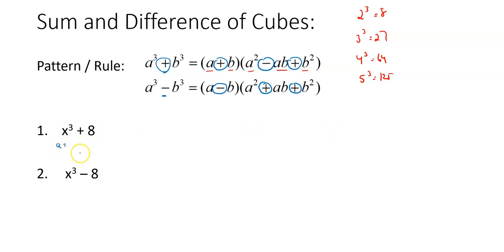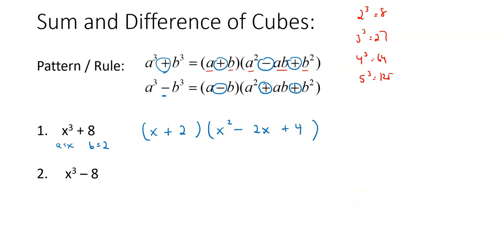So if you wanted to fit the pattern, the cube root of x to the third is x. The cube root of 8 is 2. So I've got an a and a b, a squared, ab, b squared. How do the signs go? Same sign, opposite sign, positive sign. I'm done. Those are my factors.